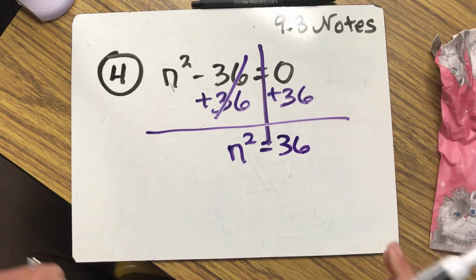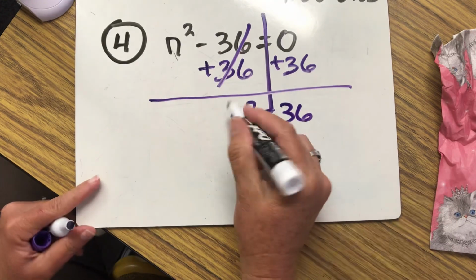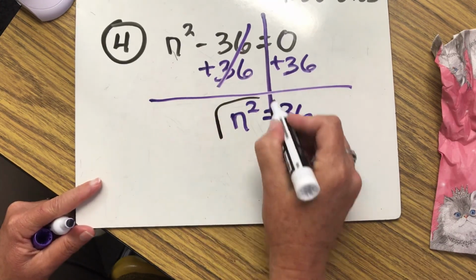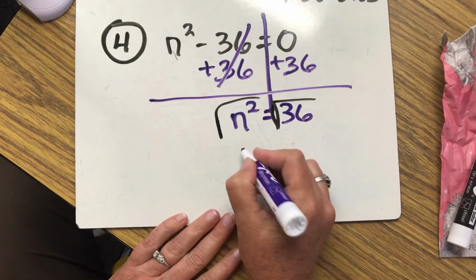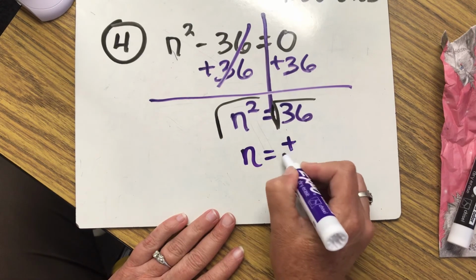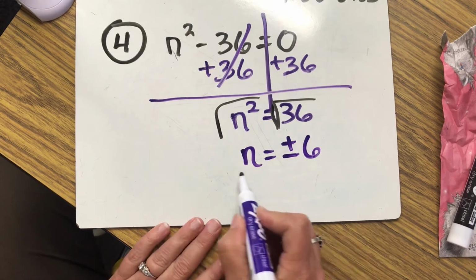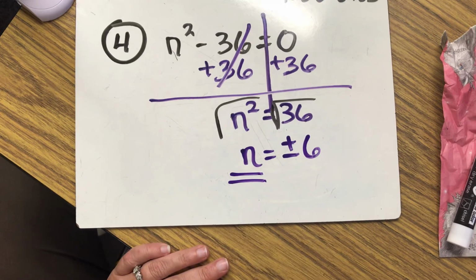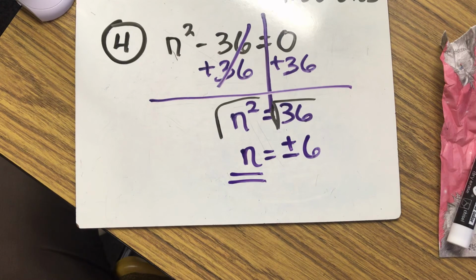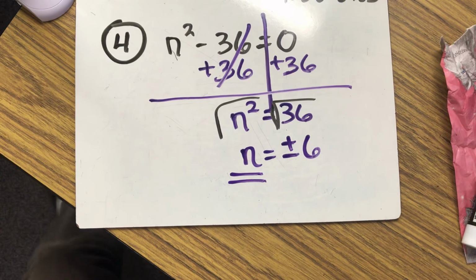And now we have to take the square root of both sides. So I'm going to have n equals plus or minus 6. You know you have your final answer when there's a single n, not an n squared. Awesome. So I'm going to stop the video here, and the next video will start on question number 5.